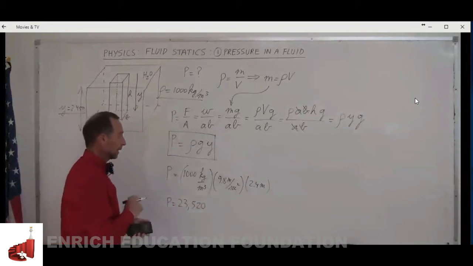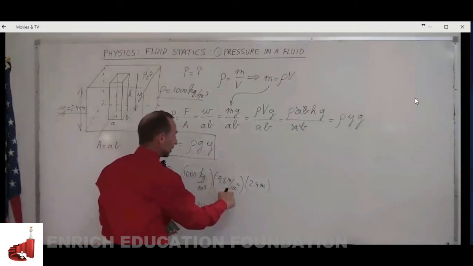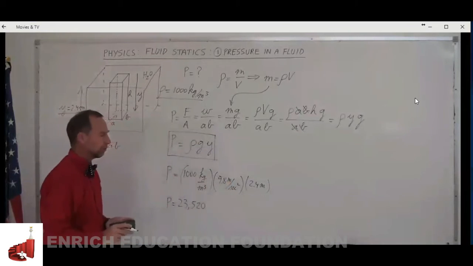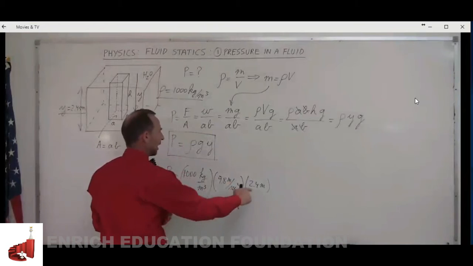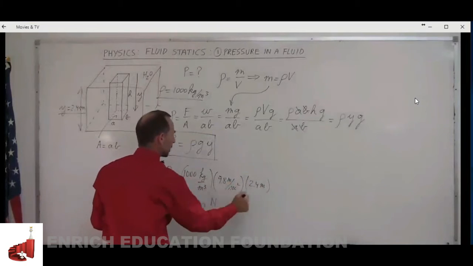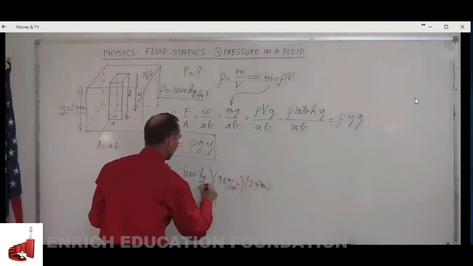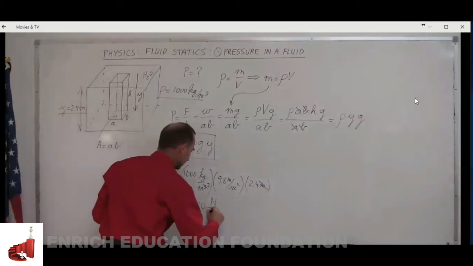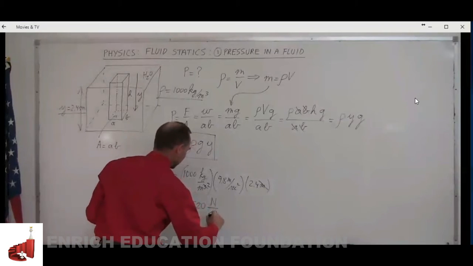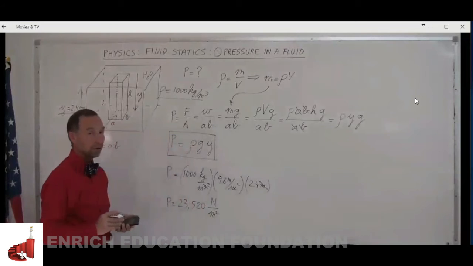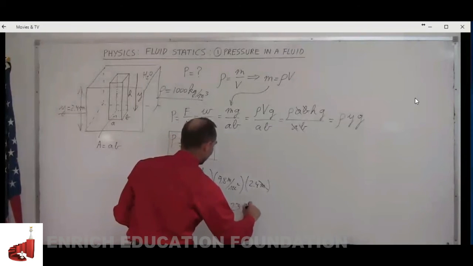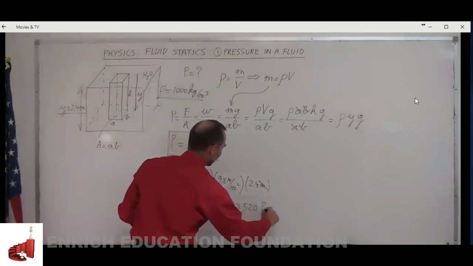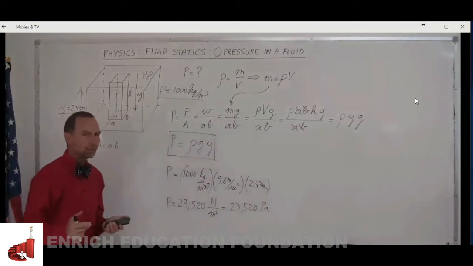Well, kilograms meters per second squared, that's the units of force, that's newtons. And then we still have a meter and a meter cubed here, so this meter cancels out one of those. Now we have per meter squared. So the units then become newtons per meter squared, and we have a new unit for that. That is equal to 23,520 pascals. Now, how much pressure is that?